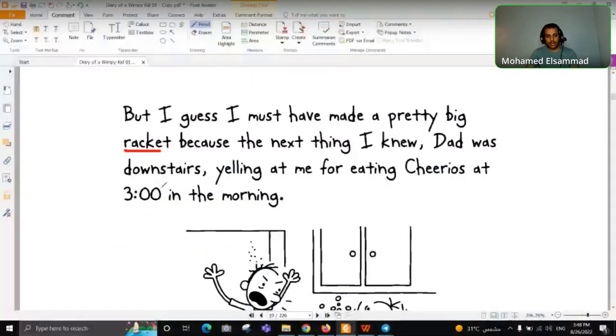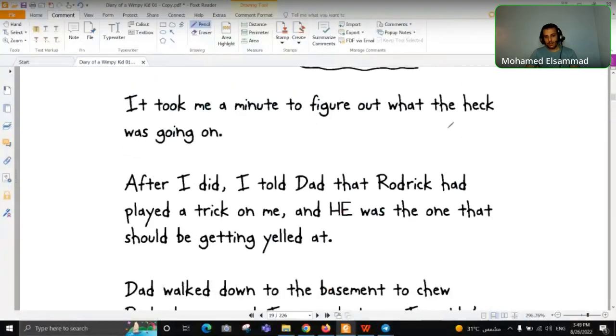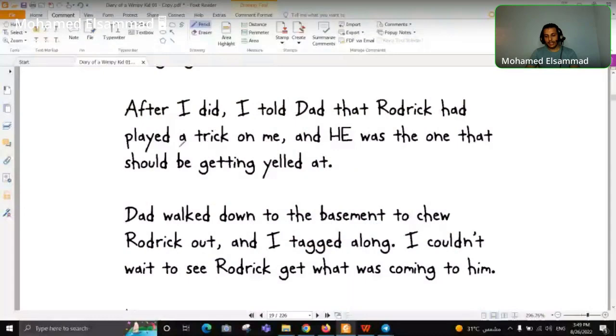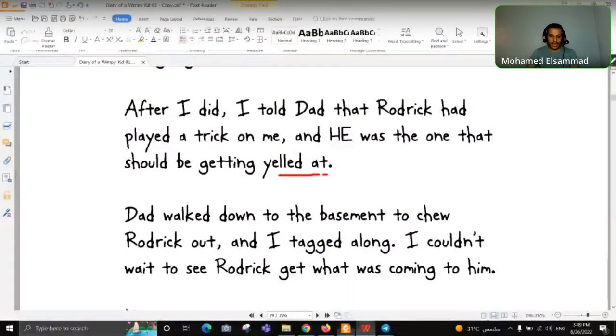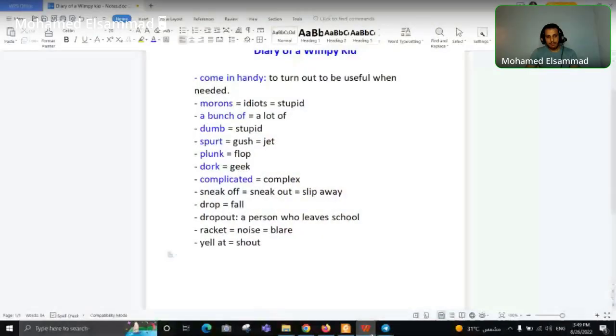Because the next thing I knew, Dad was downstairs yelling at me for eating chores at 3 in the morning. It took me a minute to figure out what the heck was going on. After I did, I told Dad that Roderick had played a trick on me, and he was the one that should be getting yelled at. Yell at someone, shout at someone. So yell at, also another verb. Yell at means shout. So yelled at me means shouted at me.